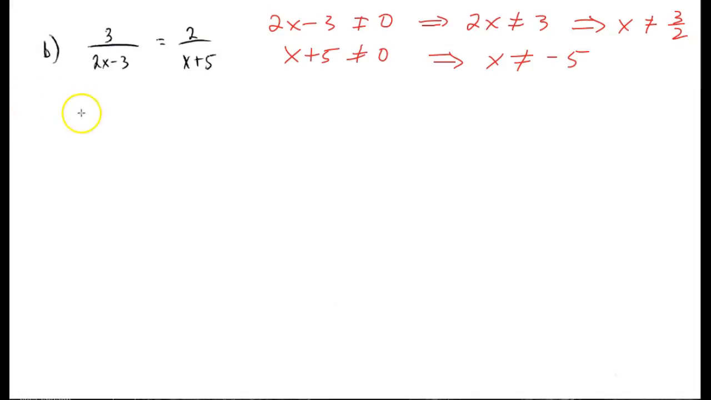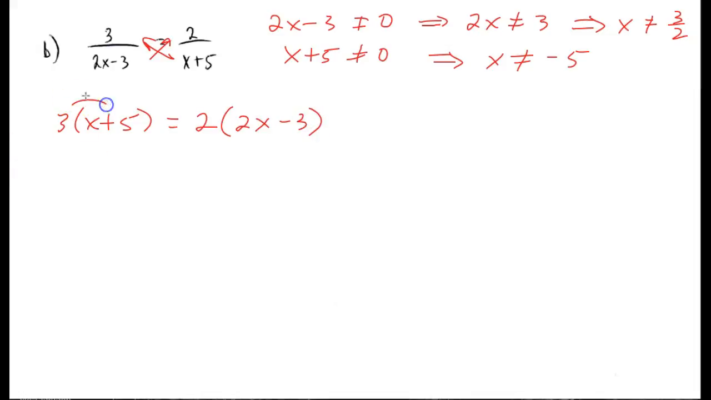Okay. Now, the easier way to do this particular example is to do a quick and dirty method, which we call cross multiplication. Okay, we're going to do this method first and then do the traditional LCD multiplying on both sides method, so you see how that works as well. Okay, so if we cross multiply here, we'll have 3 times x plus 5 equals 2 times 2x minus 3.